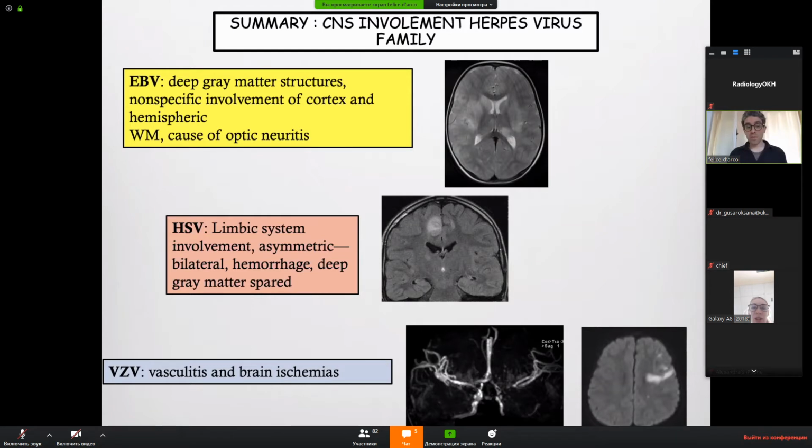And then remember herpes simplex, limbic system. Again, all the viruses tend to have an asymmetric bilateral involvement. You can have hemorrhagic degeneration, and typically the deep gray matter structures are spared. Finally, vasculitis and brain ischemias are typical post-varicella evolution.